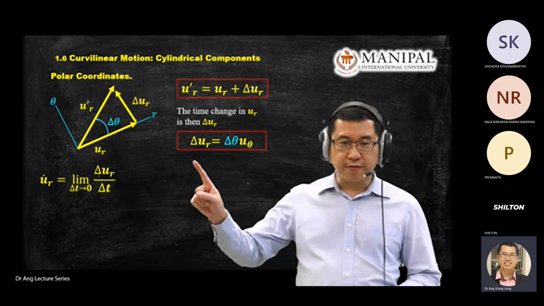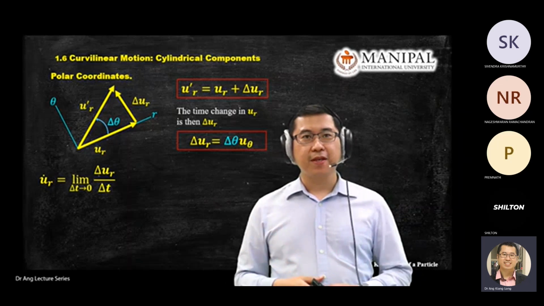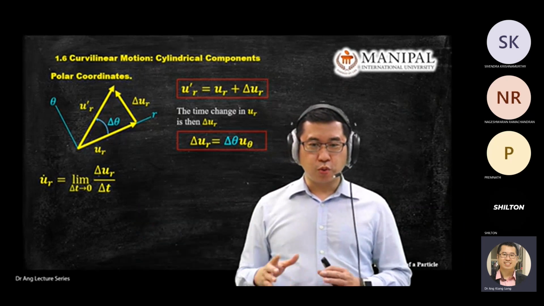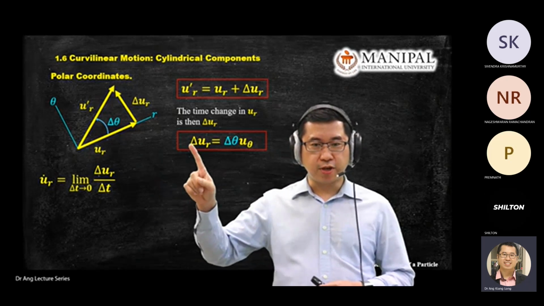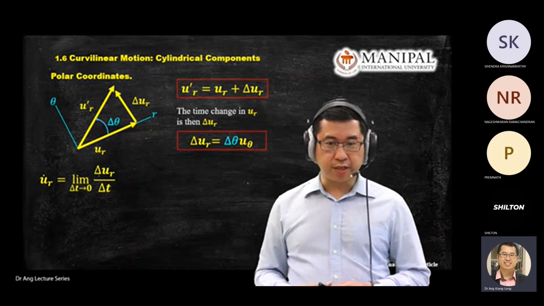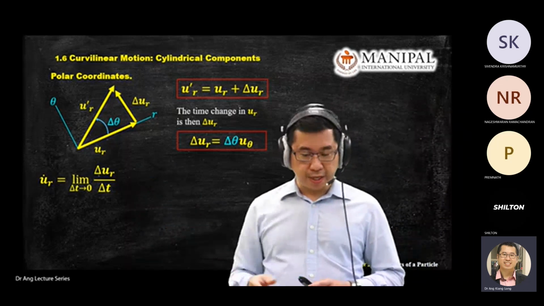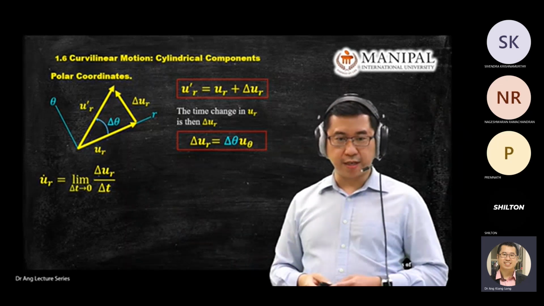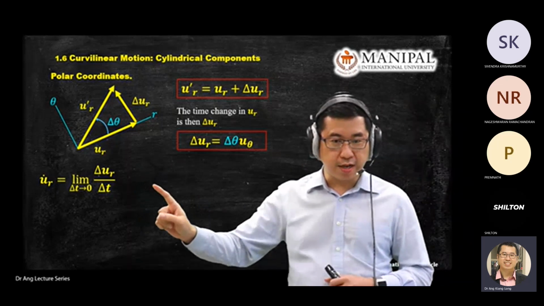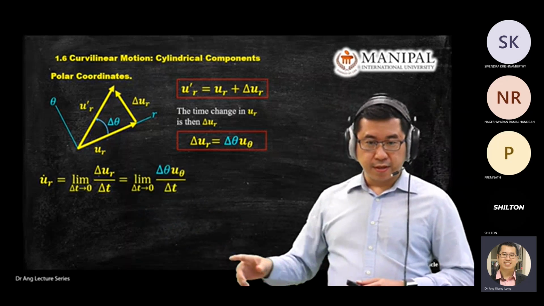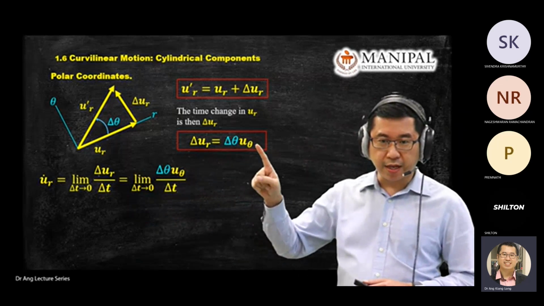Because these are very, very small changes, mathematically we will use the limit to change the delta, the small changes, into something that we can measure. We can change the delta to d if we use the limit. This is what you learn in mathematics. So what is the definition of u dot r? It's the change of your u_r over time. What is your u_r definition? Mathematically, delta u_r equals delta theta u theta.